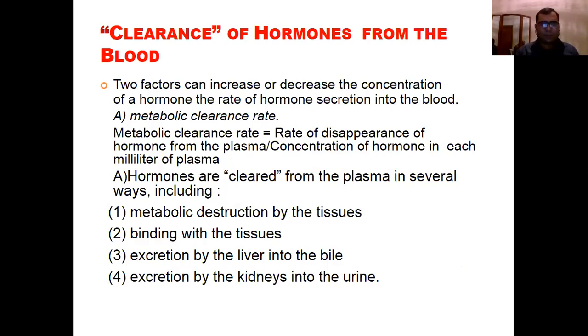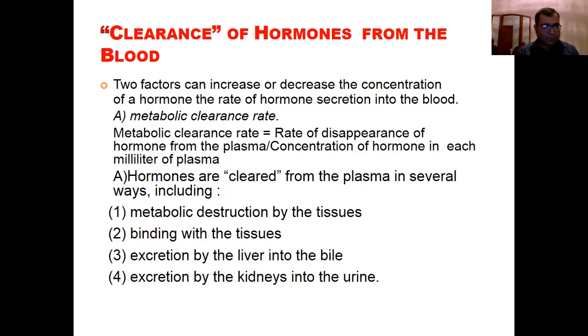Clearance of hormone from the blood. Two factors can increase or decrease the concentration of hormone in the blood. A, the rate of hormone secretion into the blood. B, the rate of removal of hormone from the blood, which is called the metabolic clearance rate. This is usually expressed in terms of the number of milliliters of plasma cleared of the hormone per minute.